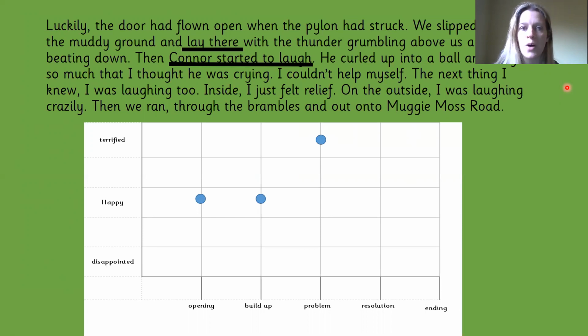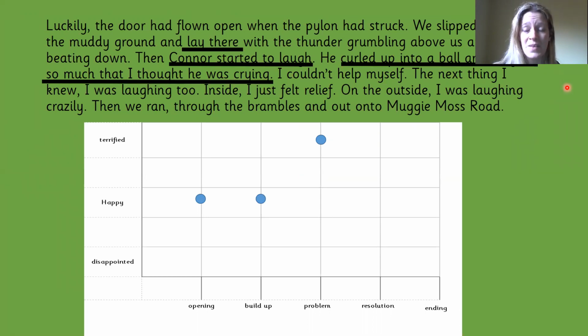He curled up into a ball and laughed so much that I thought he was crying. So I think this adds on to his laugh. It's not a happy laugh. It's almost like a relieved laugh. It's almost like a laugh of, I don't know what I'm going to do, so I'm just going to laugh. He's laughing so much that actually Mitch thought he was crying. I couldn't help myself. The next thing I knew, I was laughing too. Inside, I just felt relief. So they're just happy to be out of there. But I don't think they're as happy as they were in their opening and build-up.